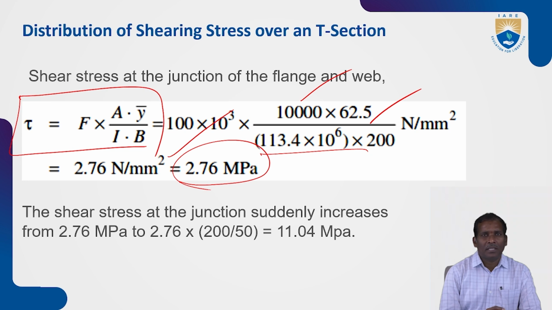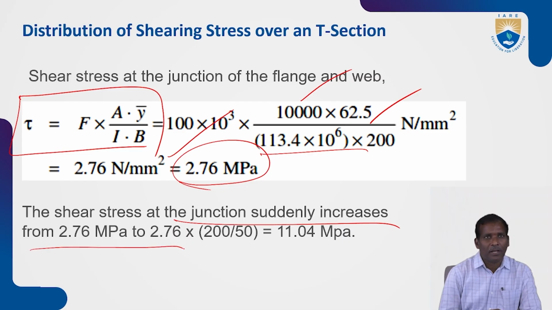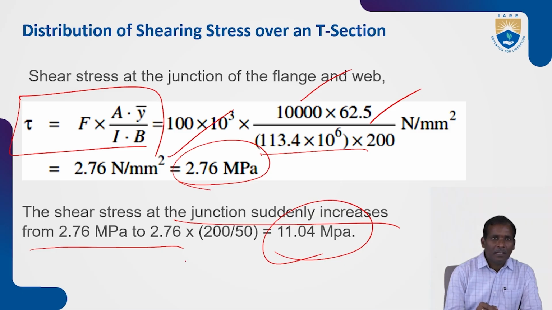So the shear stress at the junction suddenly increases from 2.76 megapascal to 2.76 into 200 by 50, that is 11.05 megapascal. The shear stress at the plane is 2.76 and then increases to 11.04.